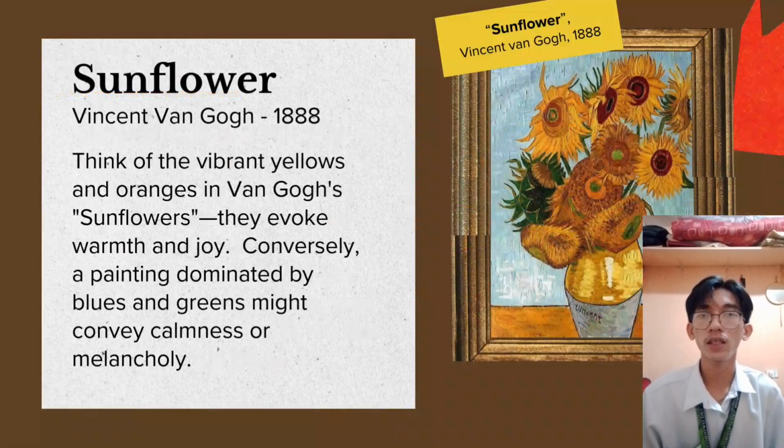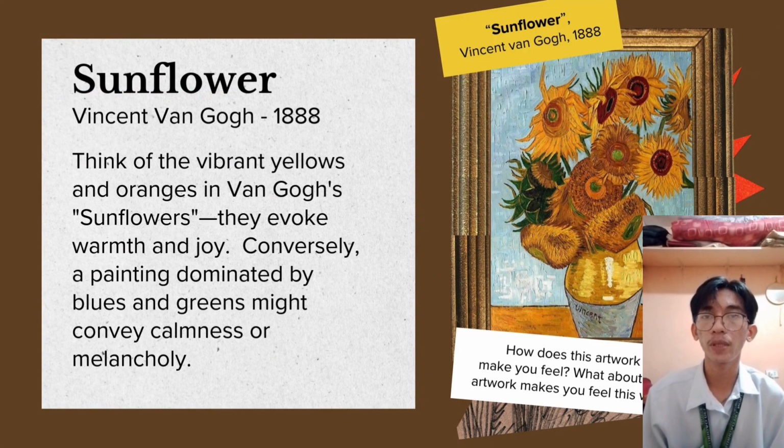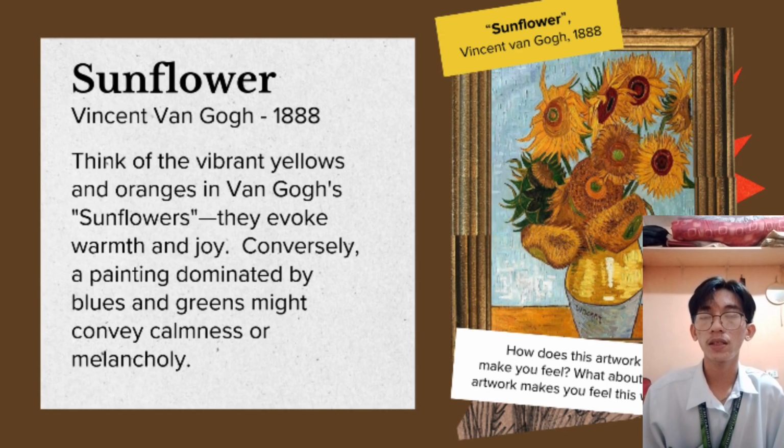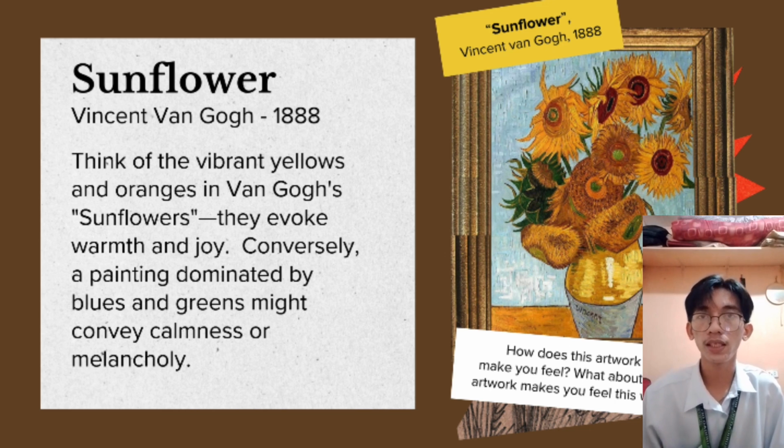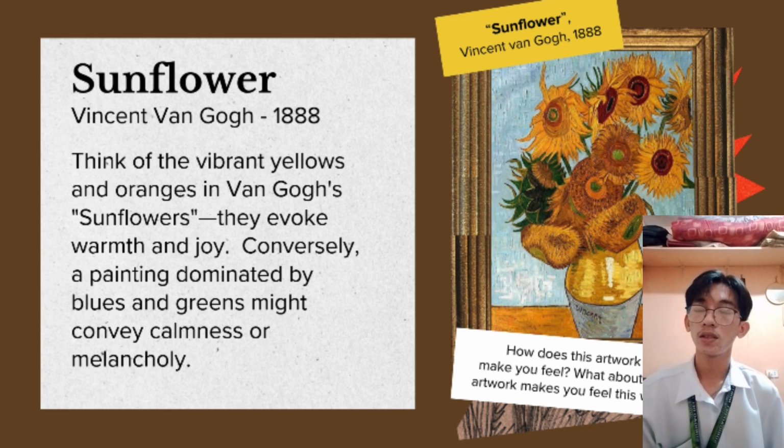So we have here an example of a painting. So we have here the painting of Vincent van Gogh, the Sunflowers. So think of this vibrant yellow and orange in Van Gogh's Sunflowers painting. So this evokes warmth and joy. Conversely, a painting dominated by blue and greens might convey calmness or melancholy.